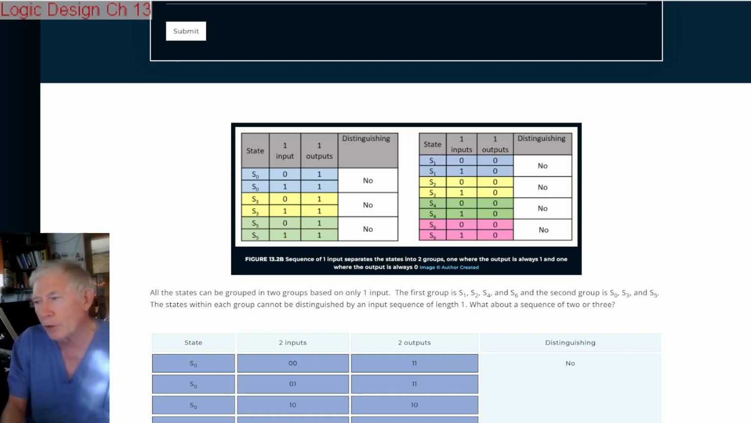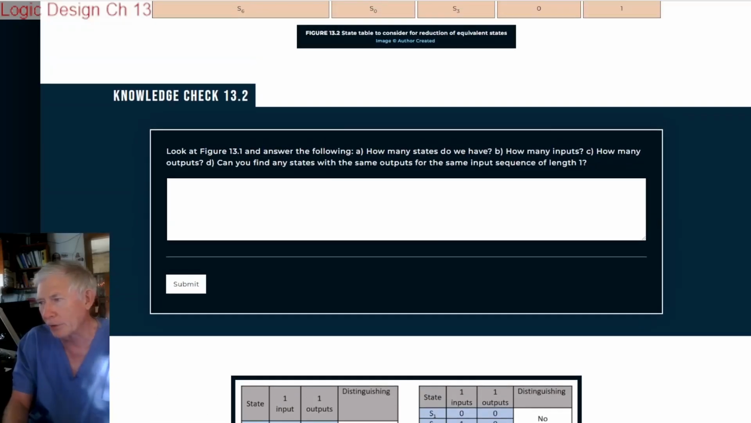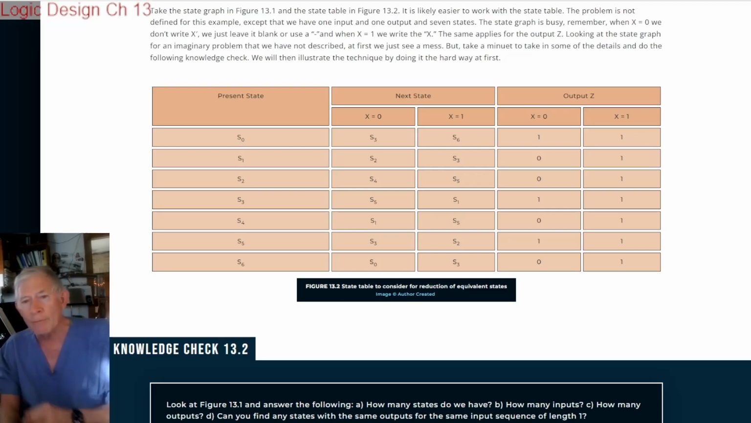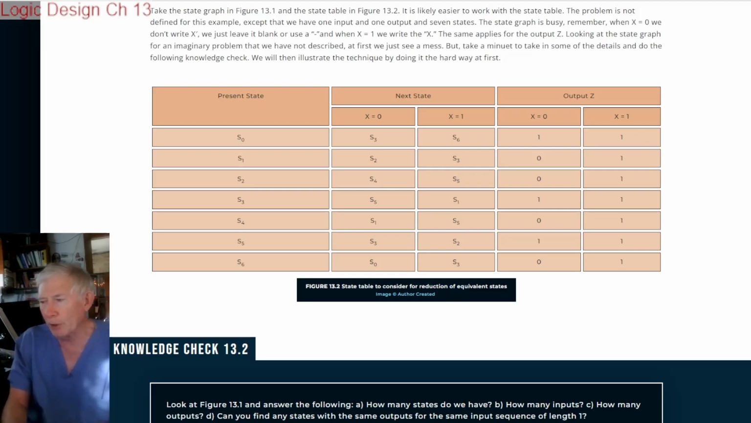All right. So that accounts for S0, 1, 2, 3, 4, 5, and 6. So that's all our states. All our states are able to be separated because of this pattern of outputs into two groups. But that's based on just the first input. Now, the first input, of course, changes them to a new state. Then you have to look and see what their next outputs would be.